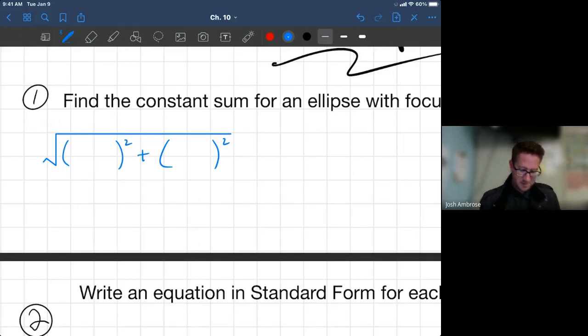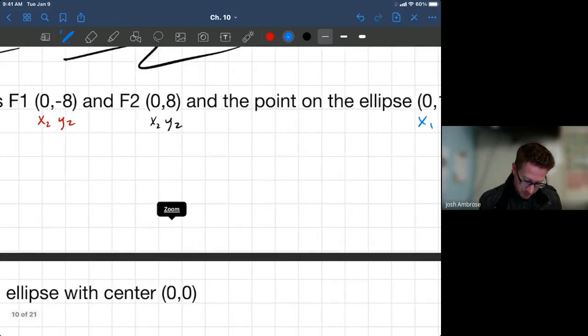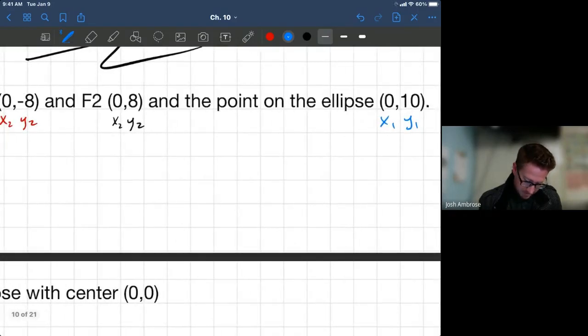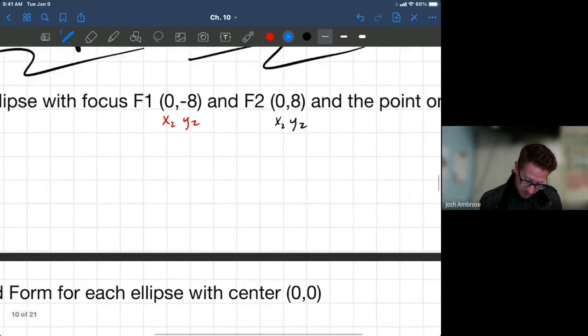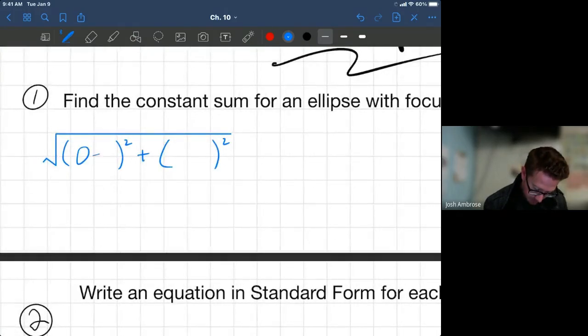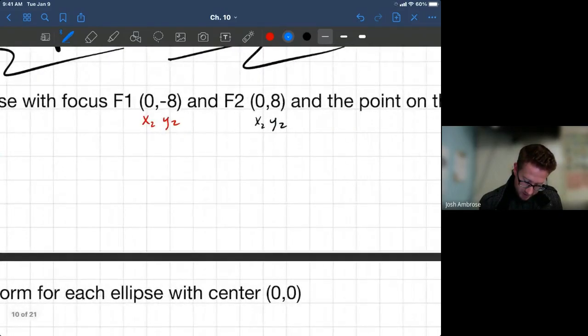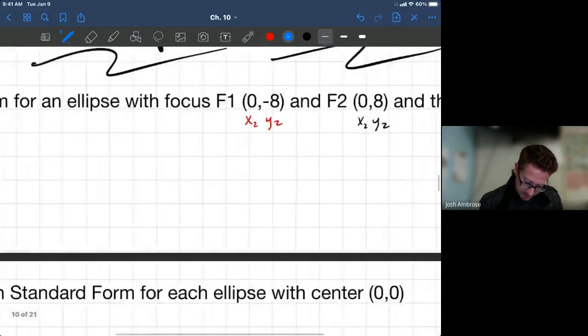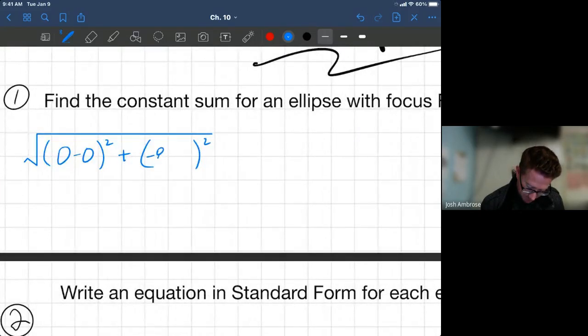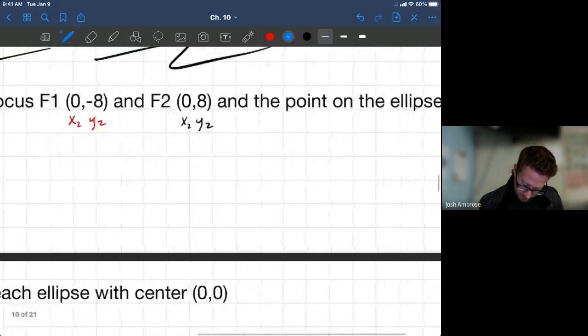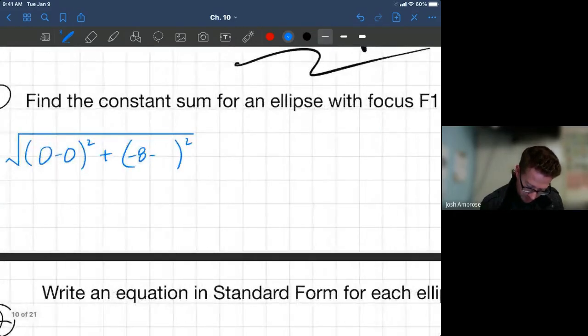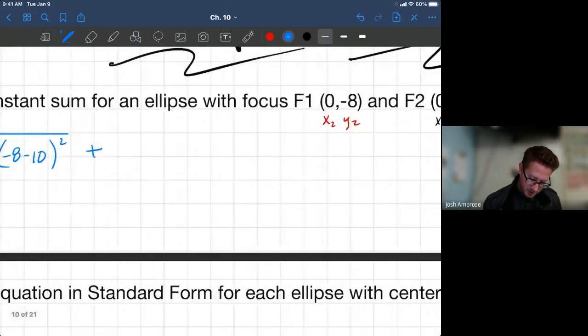Okay, all right, so now we just need to fill in the blanks. We have our x2, which is 0, minus our x1, which is also 0. So that's nice, 0 minus 0. Then we have our y2, which is negative 8, minus 10. Minus 10. Wanted to make sure that wasn't a negative 10. Okay, and then we're going to be adding that solution that we get to now our second distance formula.